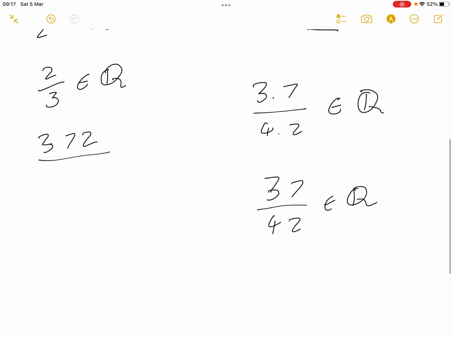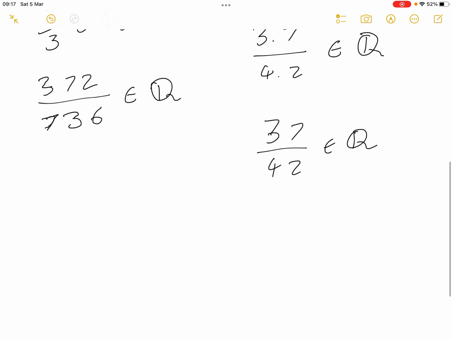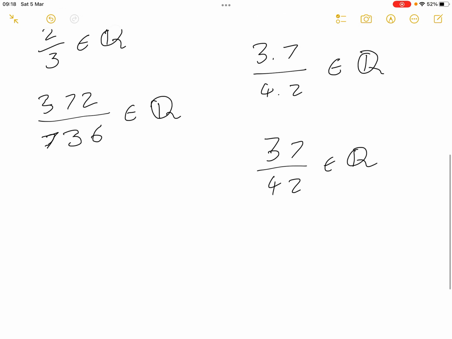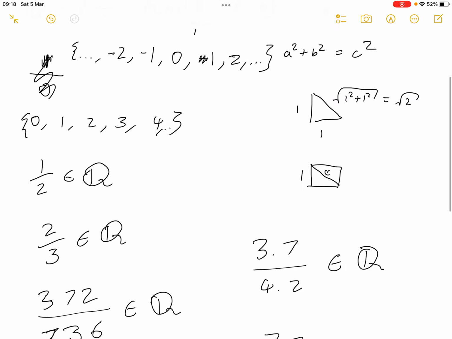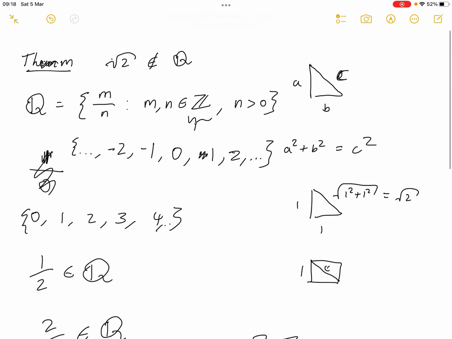In fact, if you haven't been told about irrational numbers before, you might actually believe that every single number is rational, because it's not quite obvious how you would show that a number isn't rational, and that's exactly what we're doing. So this is a theorem. I wrote the theorem up here. So this is a theorem.